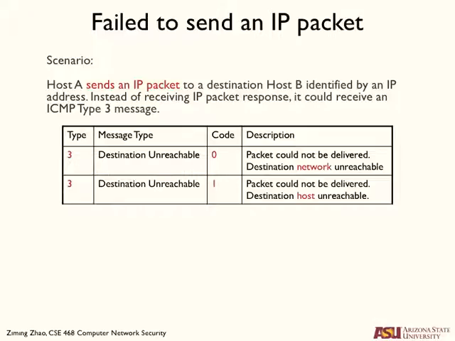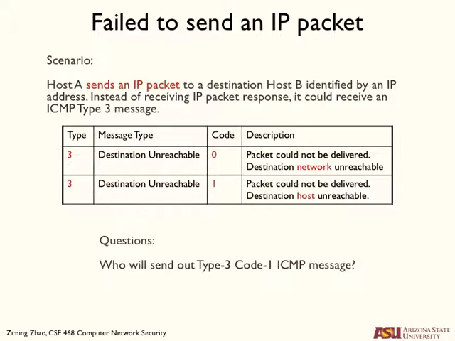And in this destination unreachable type, there are many subtypes specified by code. I chose two here. One is code 0, which means I couldn't deliver this message because the destination network is unreachable. If code is 1, it means the packet couldn't be delivered because the destination host is unreachable.